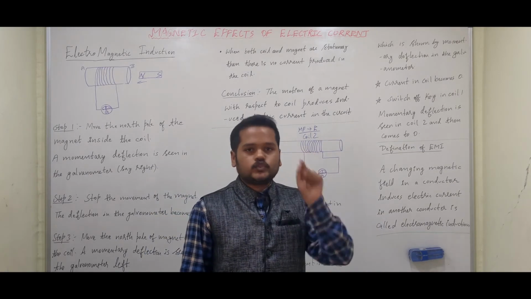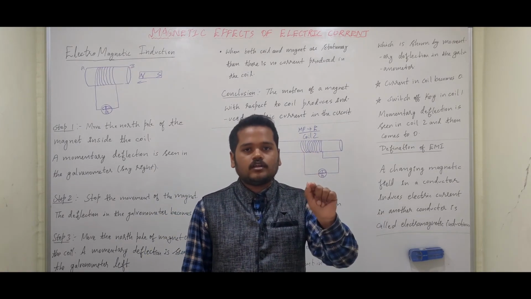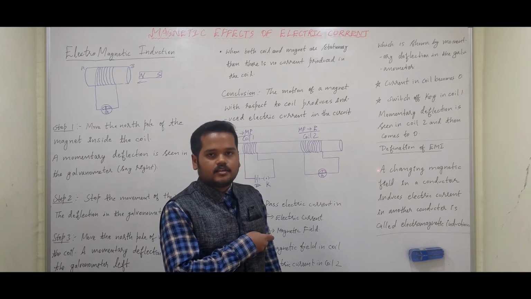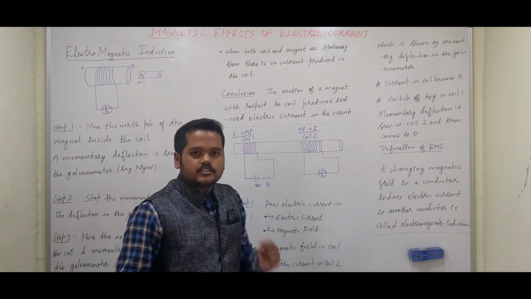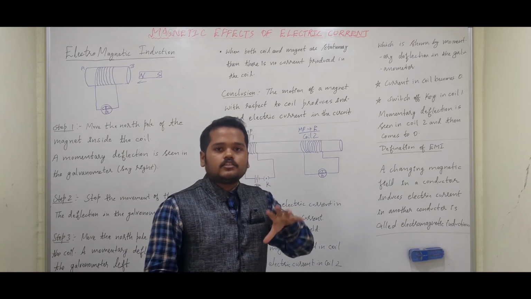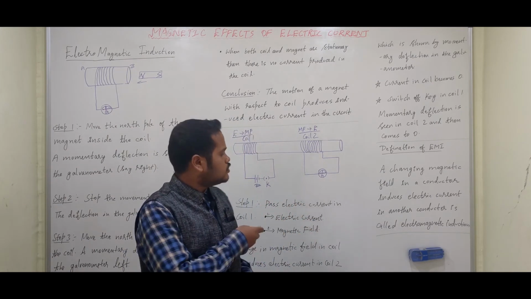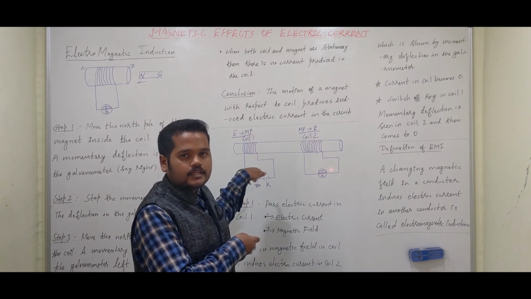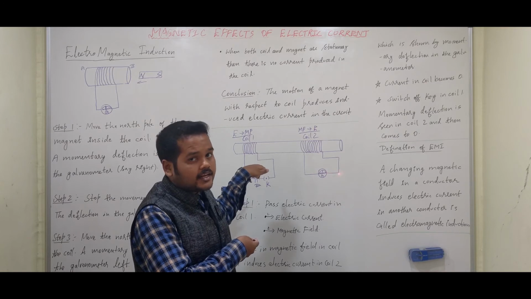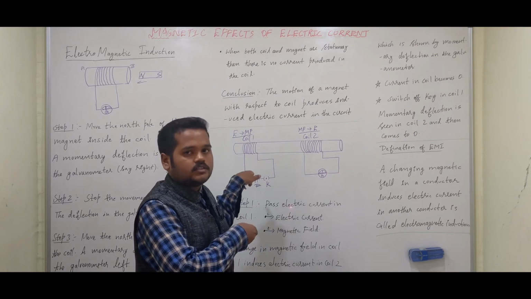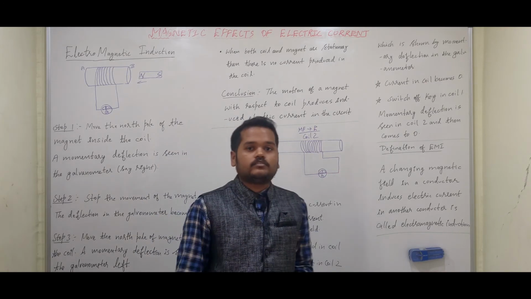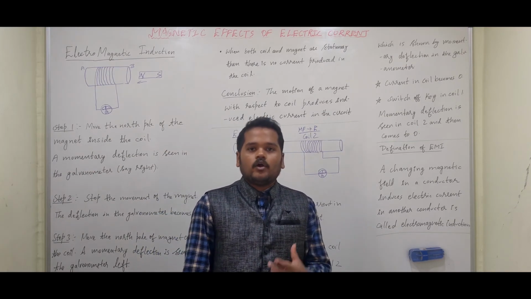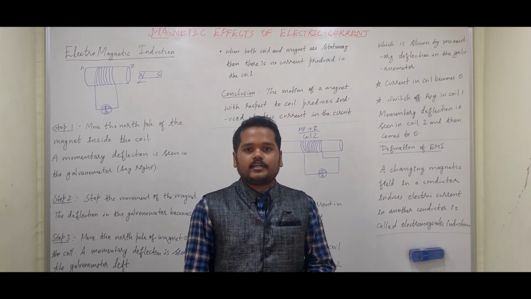So the moment you switch on the key, the galvanometer deflects towards the right, and after an instant there is a stop in the movement of the magnetic field, so the galvanometer comes back to 0. And when you switch off the key, again the galvanometer deflects towards the left and comes back to 0, right? So this is the experiment to define electromagnetic induction.